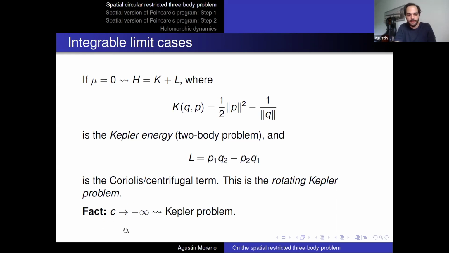There's a fact that if I take my Jacobi energy to go to minus infinity, after some regularization process, I actually recover the honest non-rotating Kepler problem, the two-body problem. So these are the two limit cases that we will be interested in. So usually one studies these limit cases and then tries to perturb and tries to say something about the perturbed systems. We will actually try to go beyond perturbation methods.